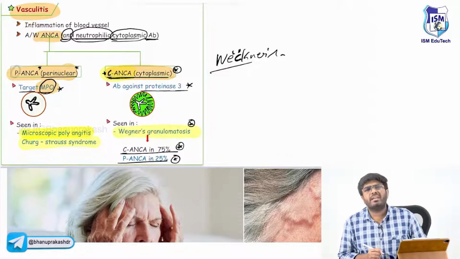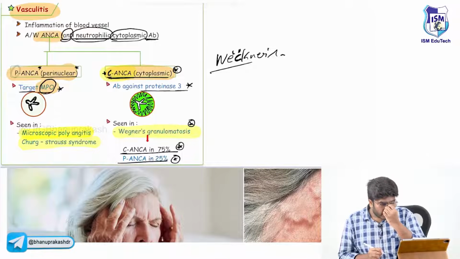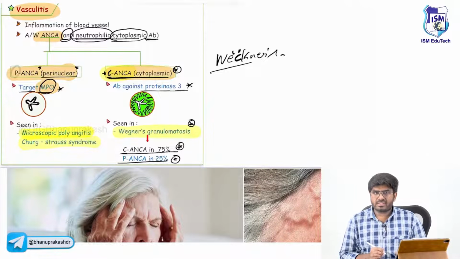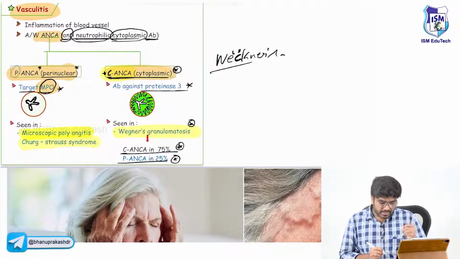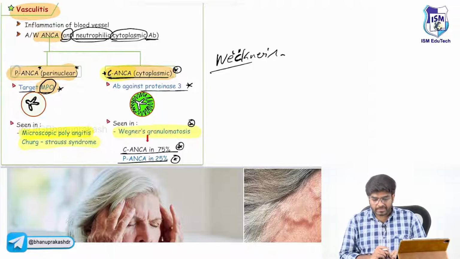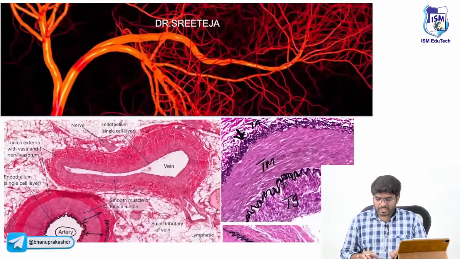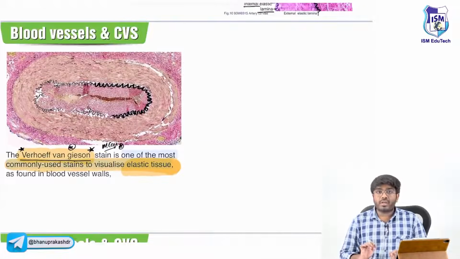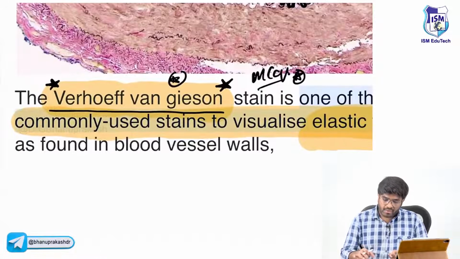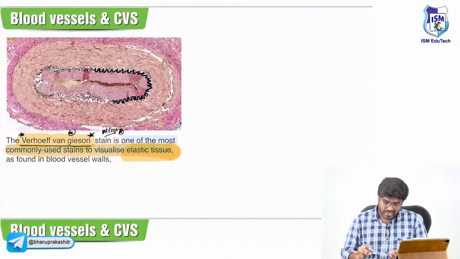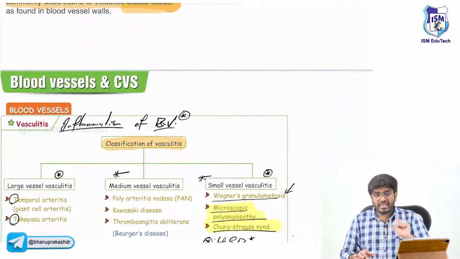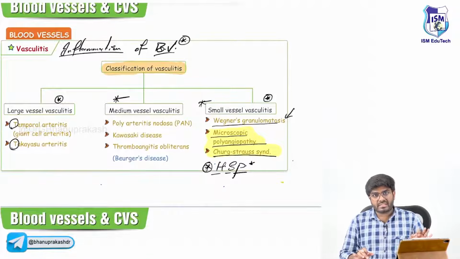P ANCA is present in many other conditions, even in inflammatory bowel diseases, ulcerative colitis also. Okay, so what we have seen so far: normal histology completed. One important stain, the Verhoeff Van Gieson stain, is used to stain the elastic tissues, and the classification of vasculitis into small vessel, medium vessel and large vessel vasculitis is completed.